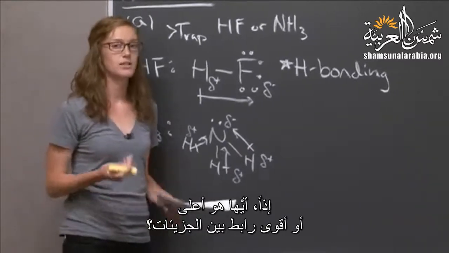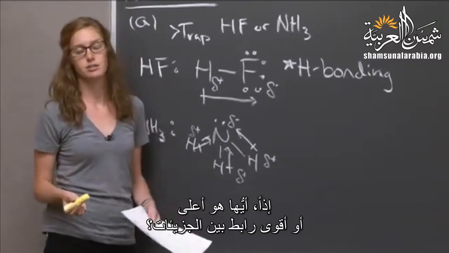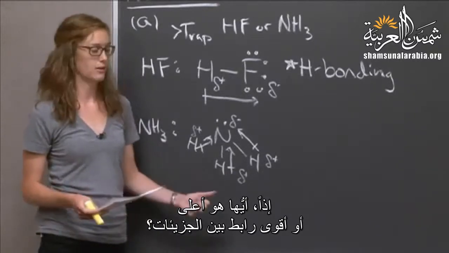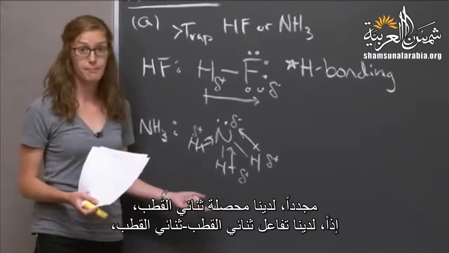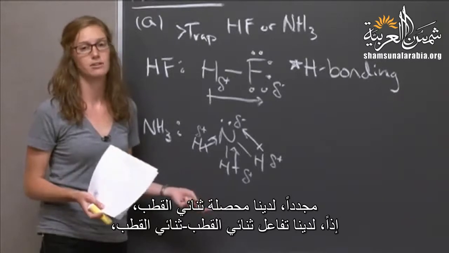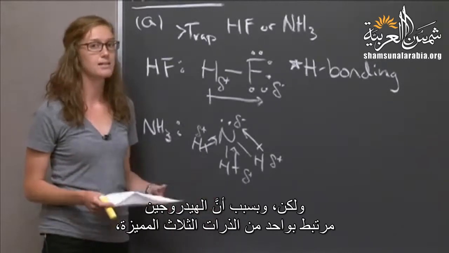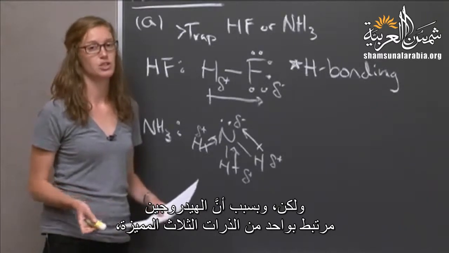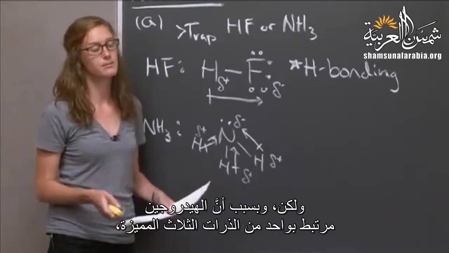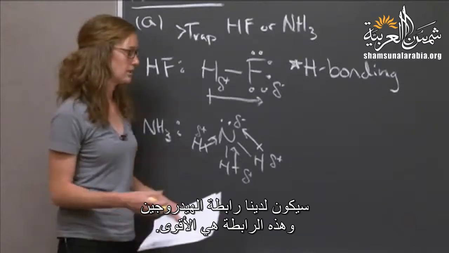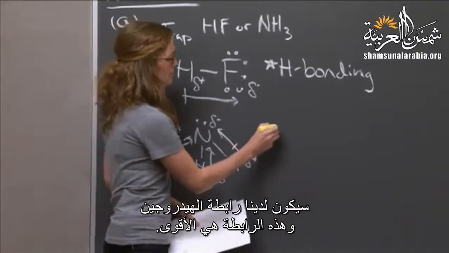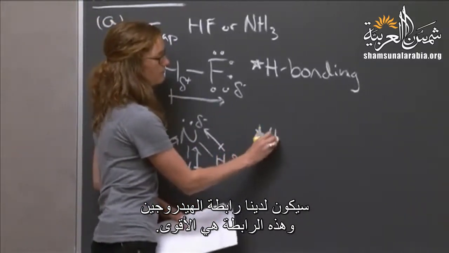So which is our strongest intermolecular bond that we have here? Again, we have a net dipole, and so we have dipole-dipole interactions. But because hydrogen is bonded to one of the special 3 atoms, we have hydrogen bonding, and that is the strongest. So that is what we care about.